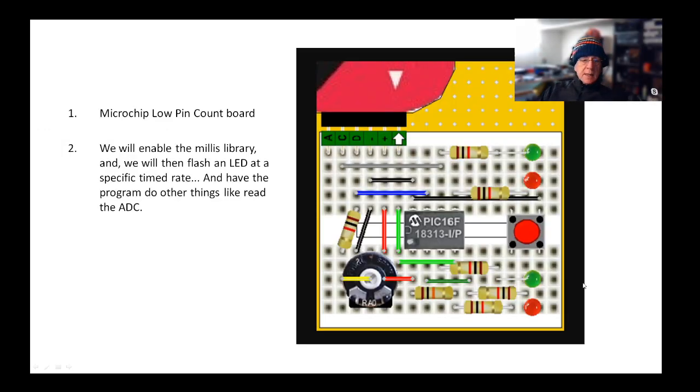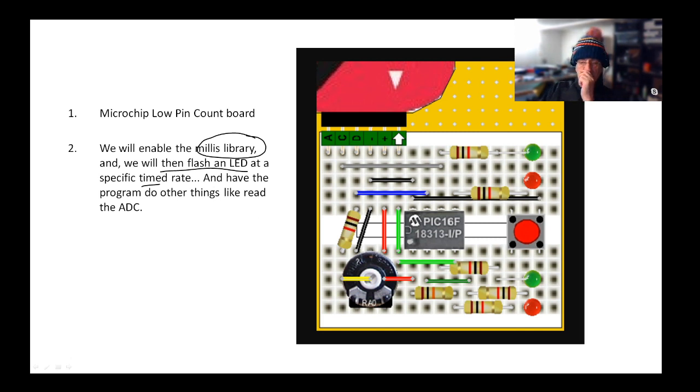That's what we're going to be doing today. We've got this little low pin count board designed by Chris Roper. In actual fact, the millis library was also written by Chris Roper. So we're going to enable that library as part of the software. I'll turn my pen on. We're going to enable it to start with, and then we're going to flash an LED at a specific timed rate, and then we're going to make it do other things.